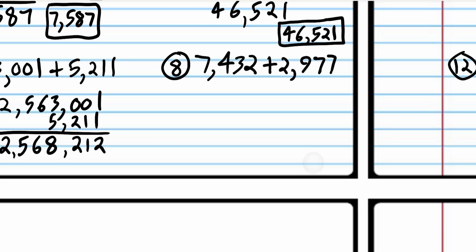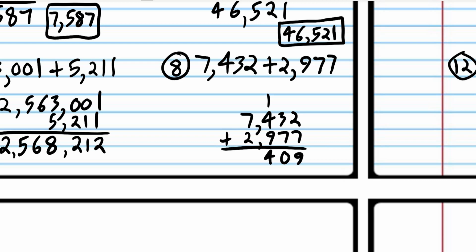All right, we're back. 7,432 plus 2,977. 2 plus 7 is 9. 7 plus 3 is 10. Uh-oh. We have a 2-digit number, so we have to write the number in the ones place, carry the number in the tens place. 9 plus 4 plus 1 is 14. Uh-oh. We got another number that's a 2-digit. Write the number in the ones place, carry the number in the tens place. Now 1 plus 7 is 8, plus 2 is 10.